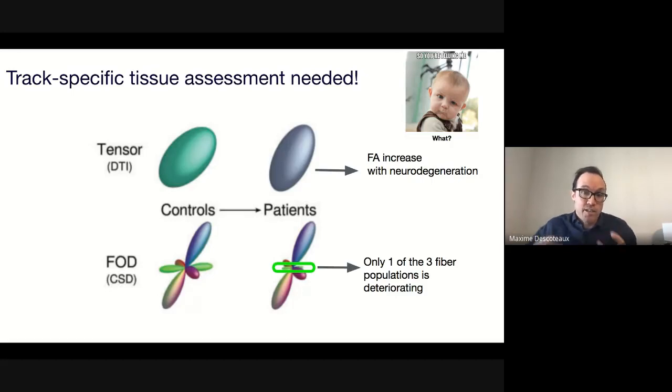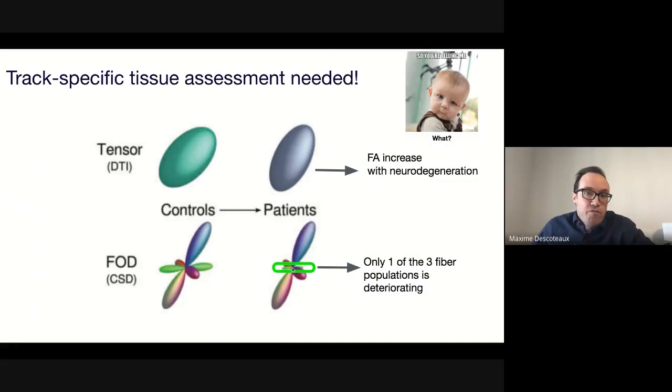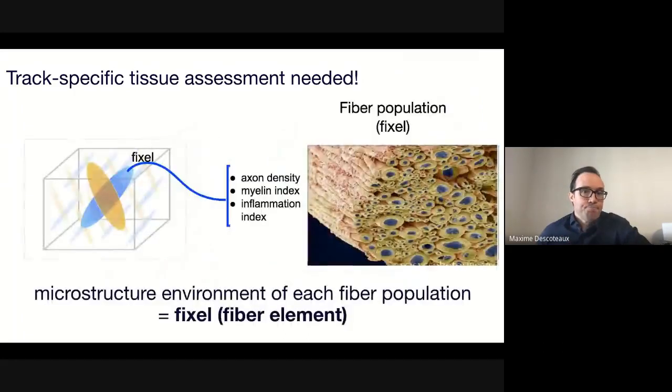And so in fact, the tensor looks more elongated because you lost perpendicular anisotropy. And so it looks like FA is increasing, but in fact, it's just one of the three fiber populations decreasing. Just another argument to say it's critical to go towards white matter assessment that's crossing-fiber robust and that will assess white matter on specific tracks.